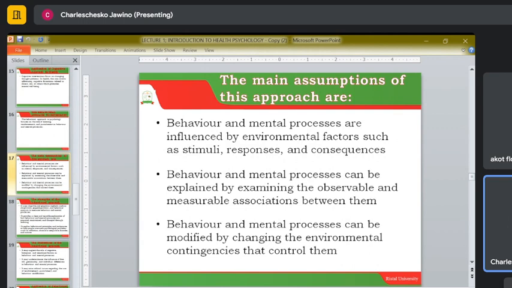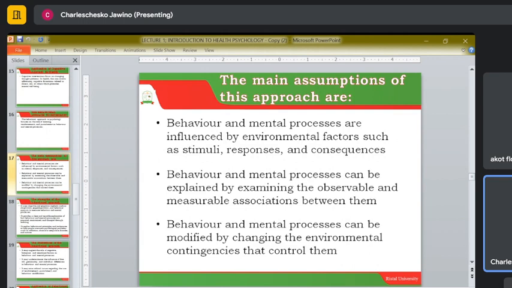An individual, for example, we human beings are used to eating lunch. By 1 p.m. you're eating lunch. So what if a moment happens and you don't eat lunch at that time? You know what happens? You start feeling stomach ache, you start complaining of ulcers, you get it. So in such cases, this approach assumes that behavior and mental processes can be examined by examining the observable and measurable associations.